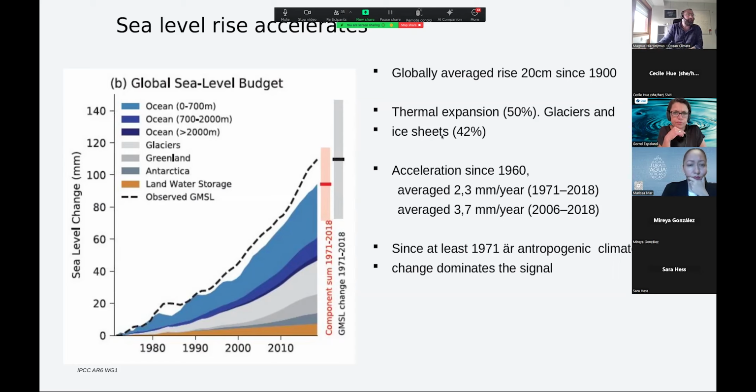We have also seen an acceleration in sea level rise, at least since the 60s. So if you look at different periods, between 1971 and 2018, the average rise was about 2.3 millimeters per year. But if you look at more recent periods, like 2006 to 2018, it was 3.7 millimeters per year. And we also know very well that at least since 1971, this signal is dominated by anthropogenic climate change.